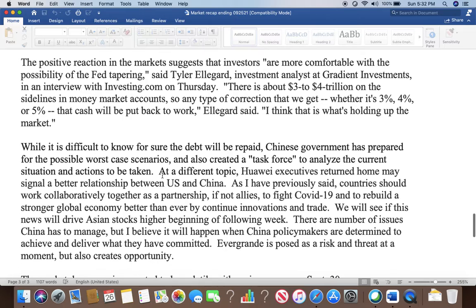The positive reaction in the market suggests that investors are more comfortable with the possibility of Fed tapering, said Taylor, an investment analyst at Gradient Investment, in an interview with Investing.com Thursday.